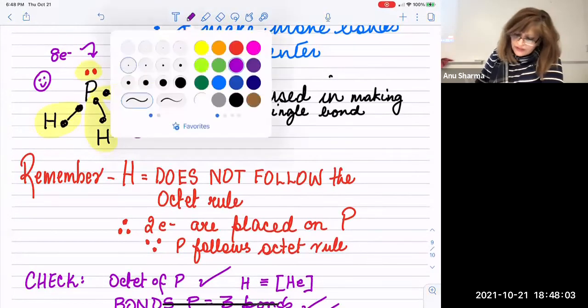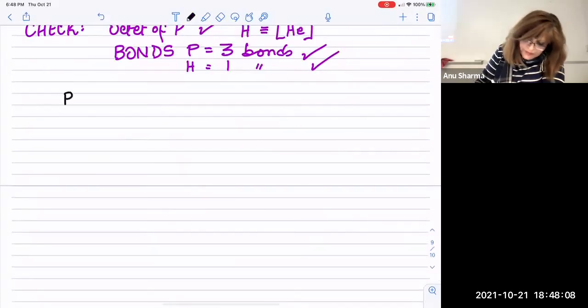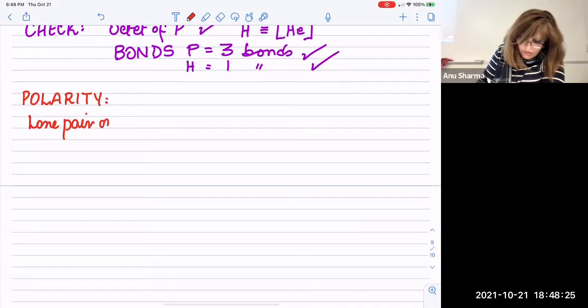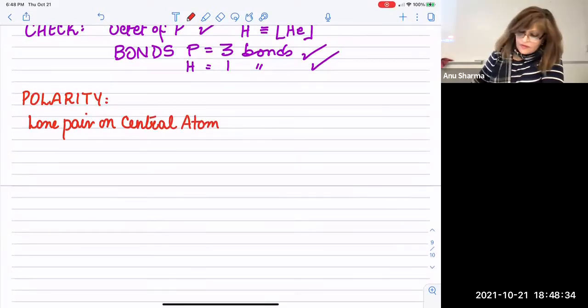Okay, now comes another thing. Now we have phosphorus. Now we are going to look at the shapes and the polarity. So first of all, the polarity. Remember, anytime I told you polarity: polarity is anytime you have a lone pair on the central atom. What does that become?